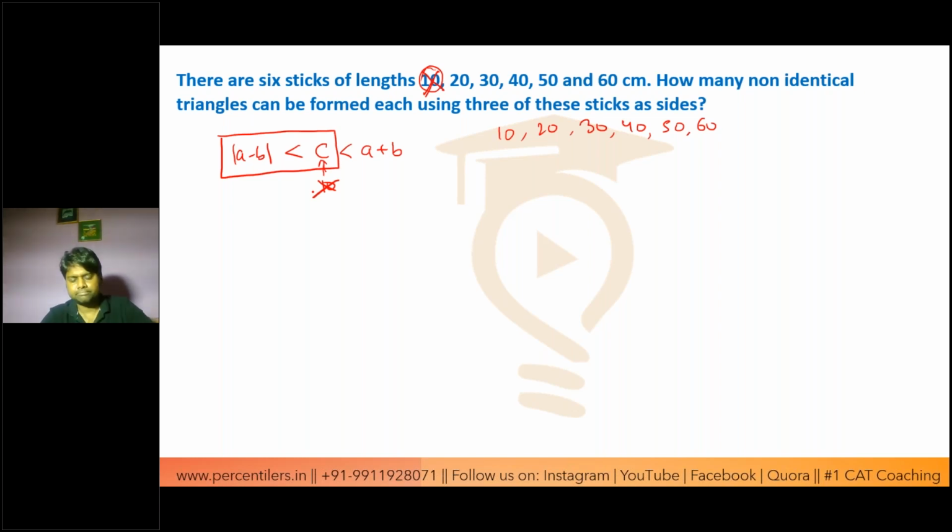समझे ना? नहीं समझ में आ गया ना? नहीं आया हो तो बताइएगा, दोबारा कोशिश करूंगा. So remaining I have 20, 30, 40, 50, 60.